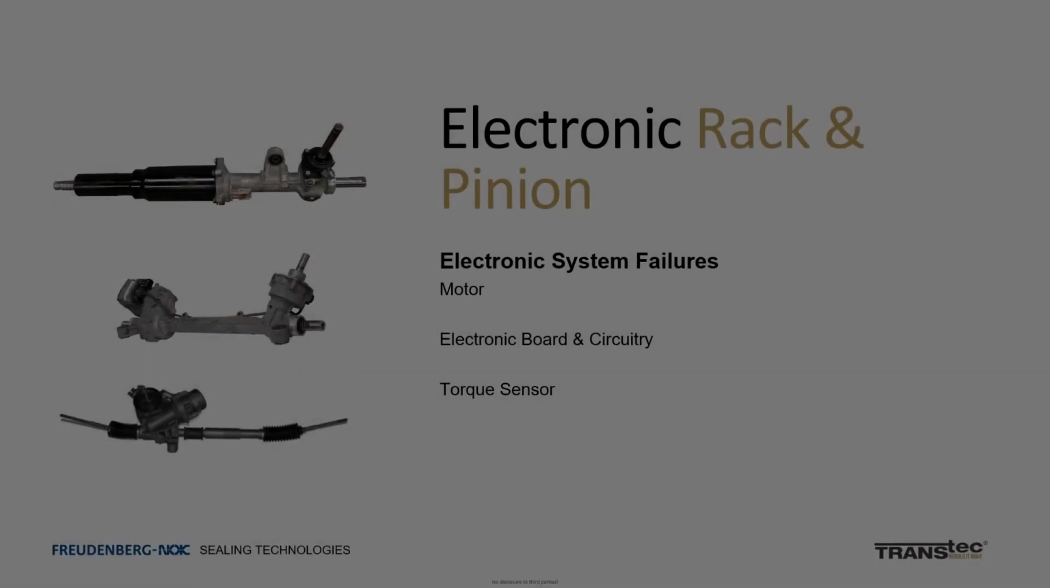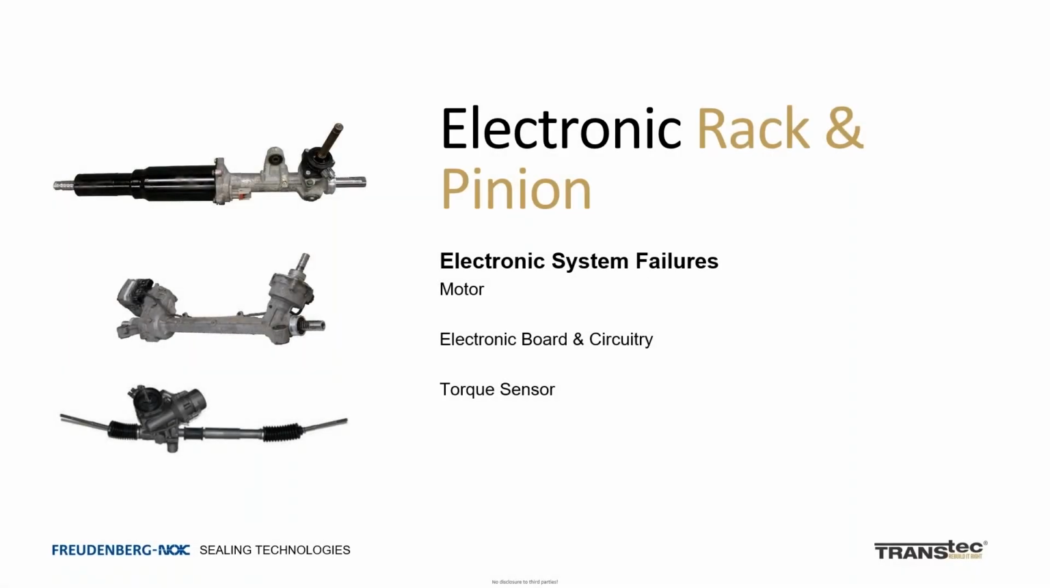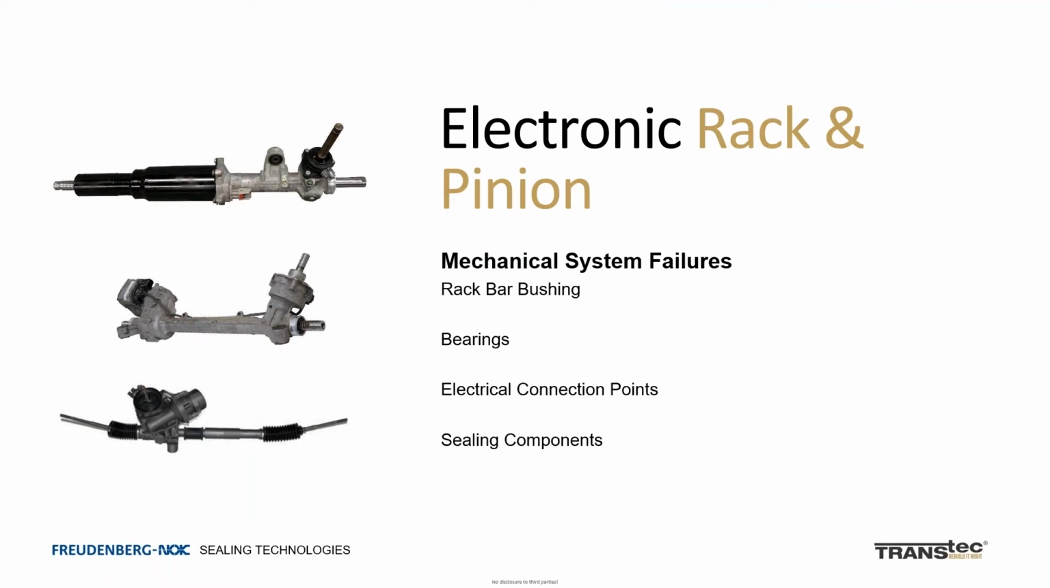In relation to each of these, high-level failures that we commonly see are caused by bad motors, damage to the electronic board and circuitry, or a bad torque sensor. The remainder of the rack is very similar to a hydraulic rack and is made up of mechanical features. Common failures you will see include worn rack bar bushings, worn or damaged bearings, electrical connection points, and sealing components that will need replacement.